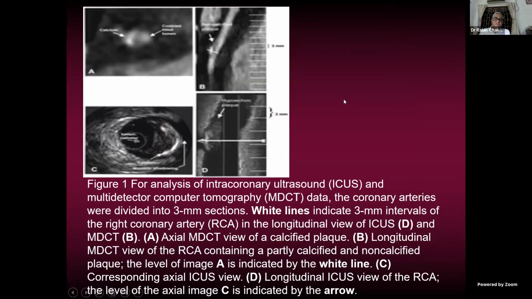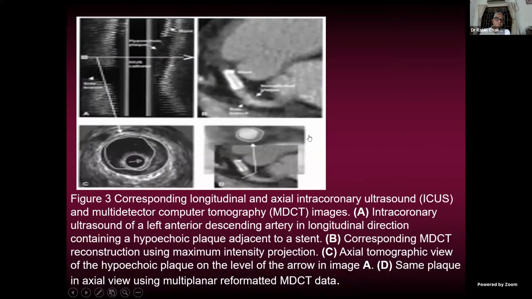So this is one such example when the intracoronary ultrasound and multi-detector computed tomography (MDCT) data, the coronary artery is divided into 3 mm sections. And then you can see how nicely each segment can be picked up by this mechanism. I'll skip that.